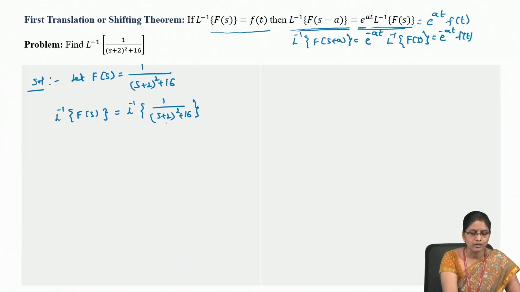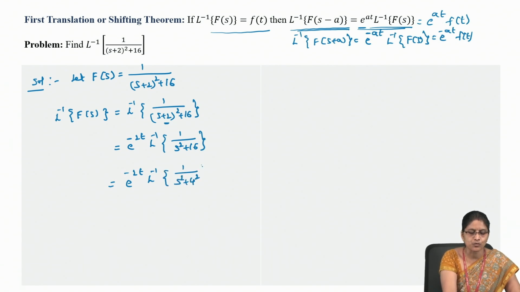See here, in the denominator, s plus 2 whole square is there. First take plus 2 outside of the inverse Laplace transform. We get e power minus 2t times L inverse of, and the remaining value can be written as s square plus 16. That equals e power minus 2t inverse Laplace transform of 1 by s square plus 4 square. The inverse Laplace transform of 1 by s square plus a square is 1 by a into sine at. Apply that formula here. We get 1 by 4 into sine 4t.